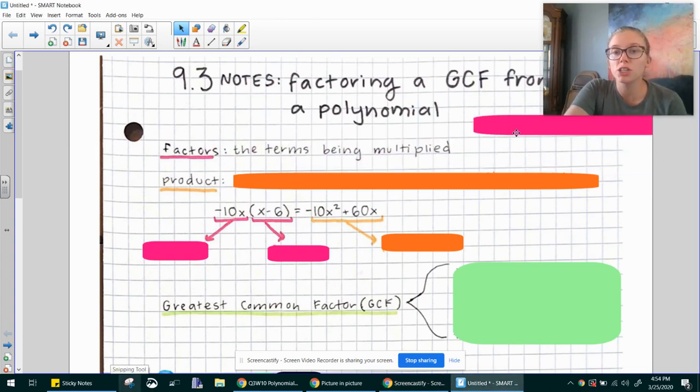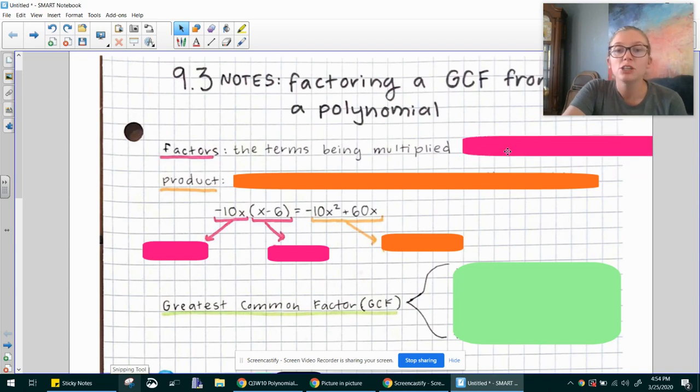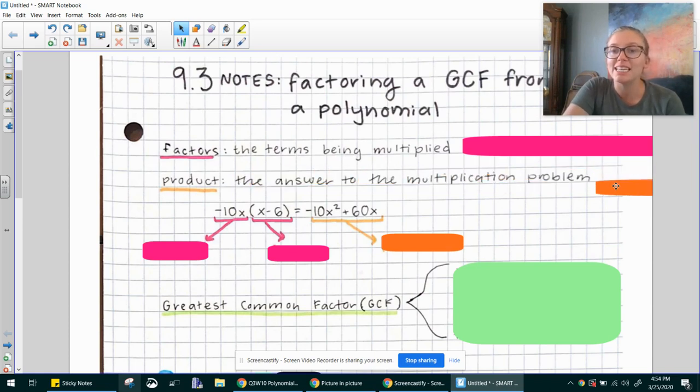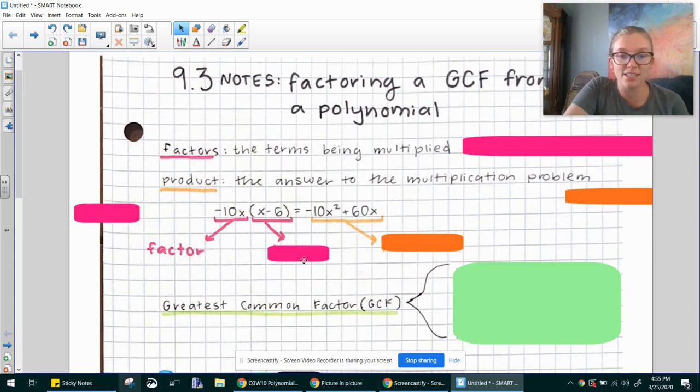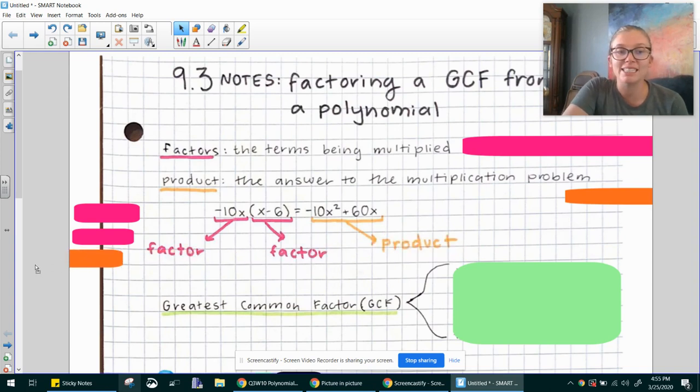Factors are the terms being multiplied. So in any multiplication problem, the two things being multiplied are always factors. Product is the answer to the multiplication problem. So in this example, negative 10x is a factor. 6 minus x is also a factor. And negative 10x squared plus 60x is the product. That is the answer to the multiplication problem.